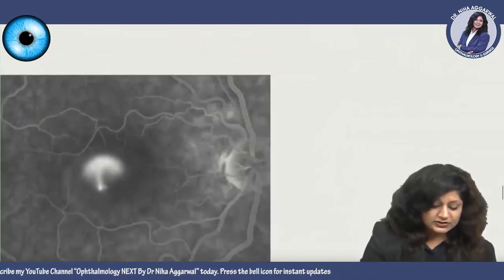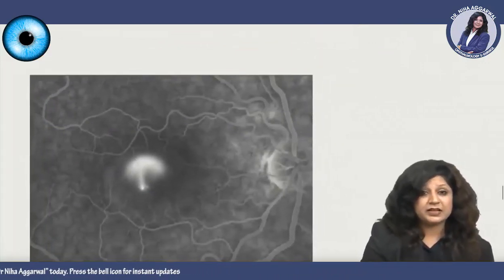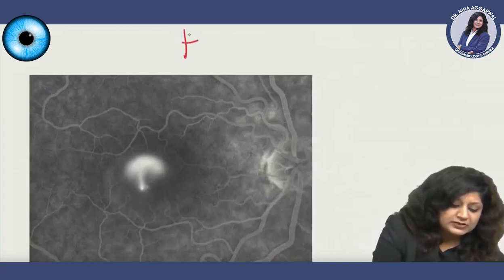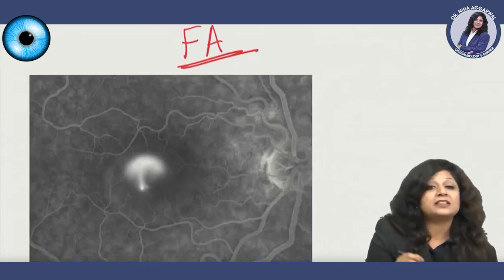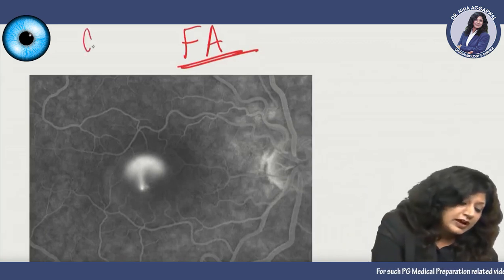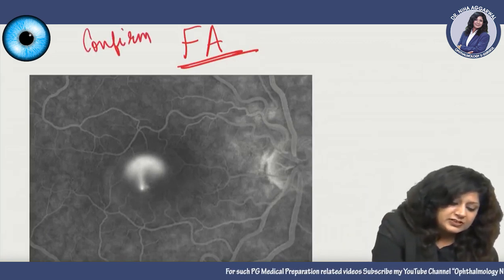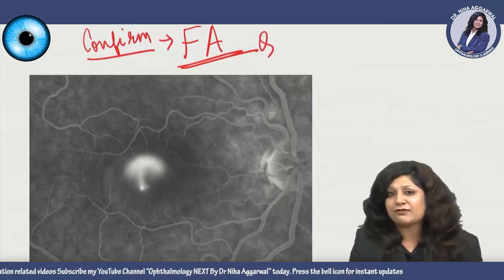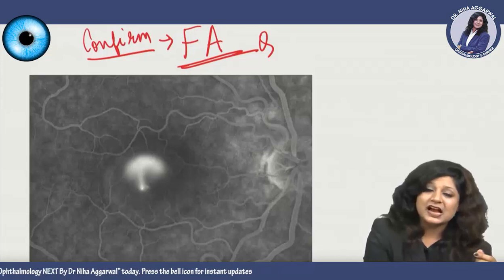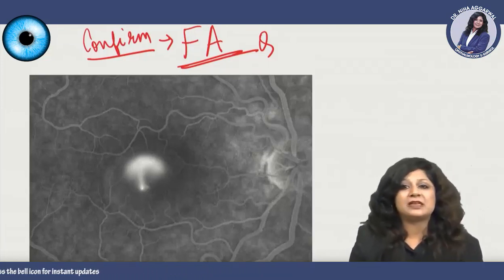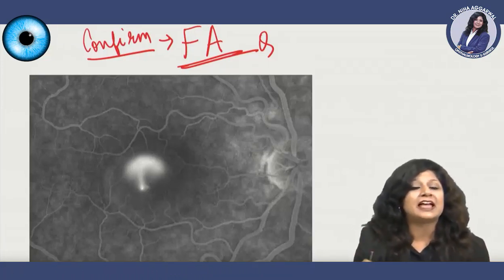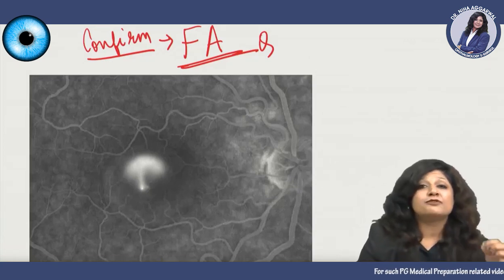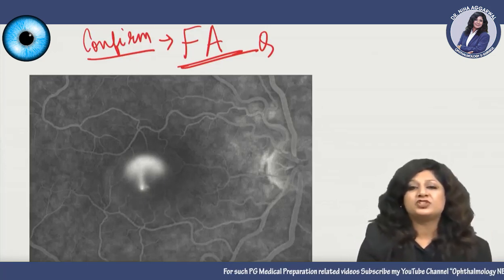Alright, now look at this. How to confirm this? In order to confirm this, you have to do fluorescein angiography. Now, another important question, how to confirm these two diseases? Confirmation is done by fluorescein angiography. Whether you have to confirm CSR or CME, we will do fluorescein angiography. Now a very important question. Which vein will we use to inject the dye?